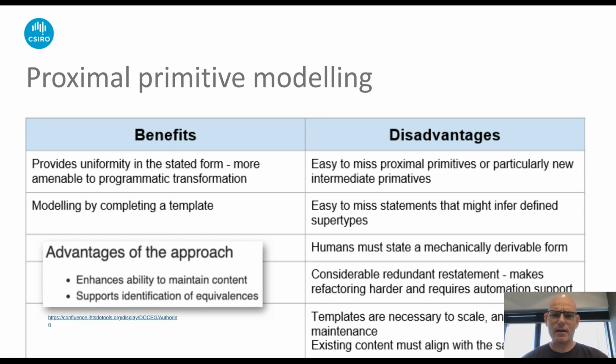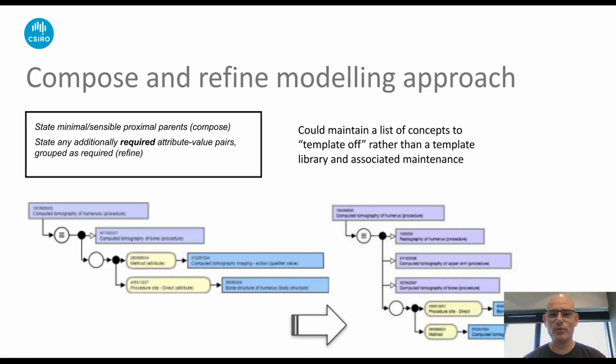Looking at the authoring page on the wiki, it actually calls out the advantages of this approach being enhancing the ability to maintain content, and I think that really relates to the benefit that I stated there about being able to transform that content programmatically, which is certainly very true. The statement about supporting identification of equivalences seems a little odd because effectively that's what a classifier does. I suppose this is referring to being able to detect that within the actual stated form itself prior to classification. However, in the face of additional axioms like GCIs, it becomes, I guess, a little bit more difficult.